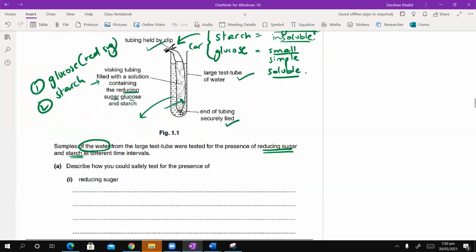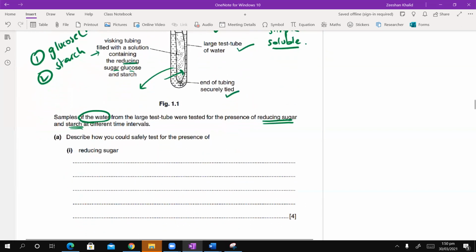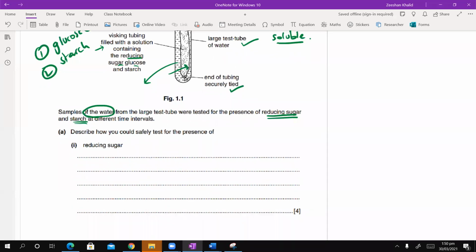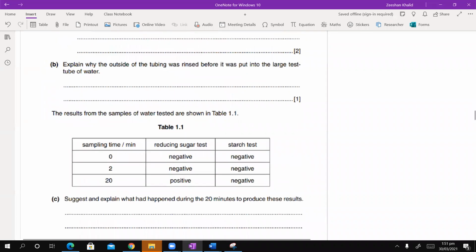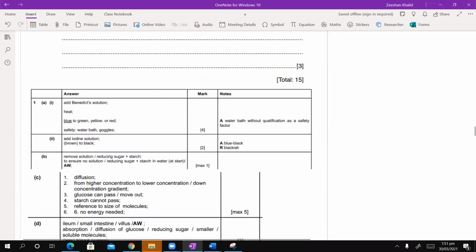So, describe how you would safely test for the presence of reducing sugar. This is a simple question. What will we do first? Again, I want you to just pause and think about it. What do you think we should be writing? Again, it's a descriptive question and it's a 4-marker question. Describe how you could safely. Notice it says safely, which means there must be some safety point in it. Again, since it's the same reducing sugar, you will see that the answer will almost revolve around the same idea.